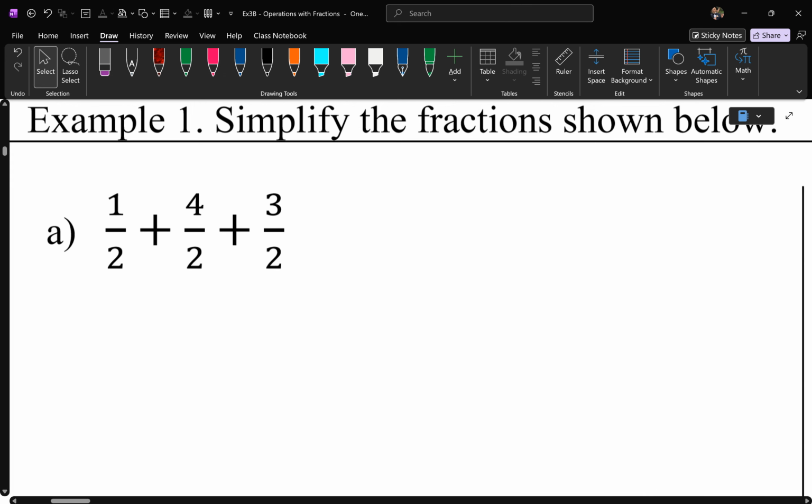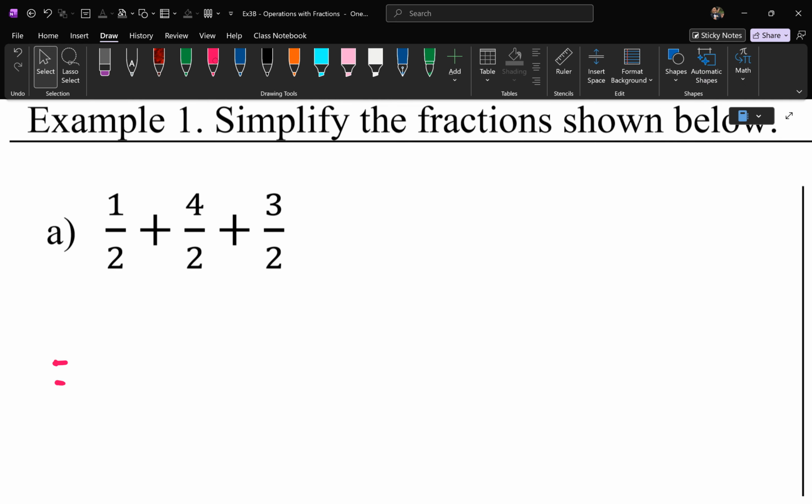I've got 1/2 plus 4/2 plus 3/2. So, do they all have the same denominators? Yes. Now, how I want you to write it in your working solution. Question. Vertical line. Don't do horizontal. The other class I had to remind them. So they were all writing horizontally. I want you to write vertically. Yeah? Next step. Because they all are out of 2s.